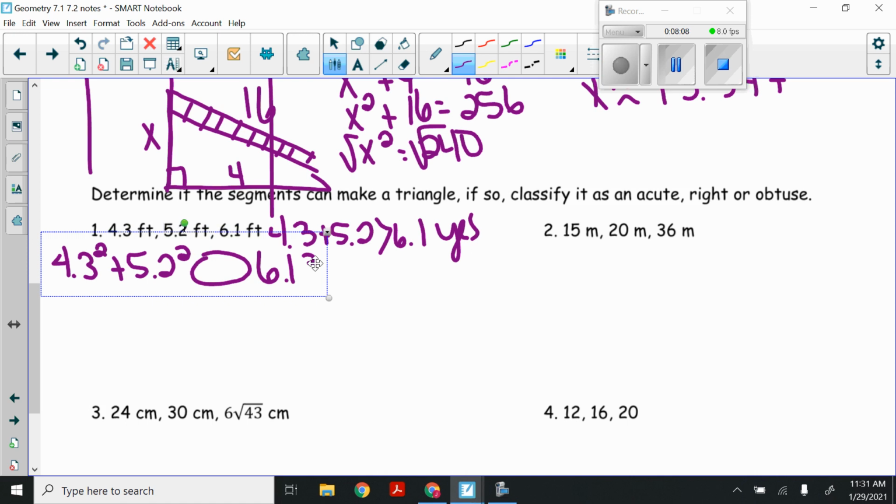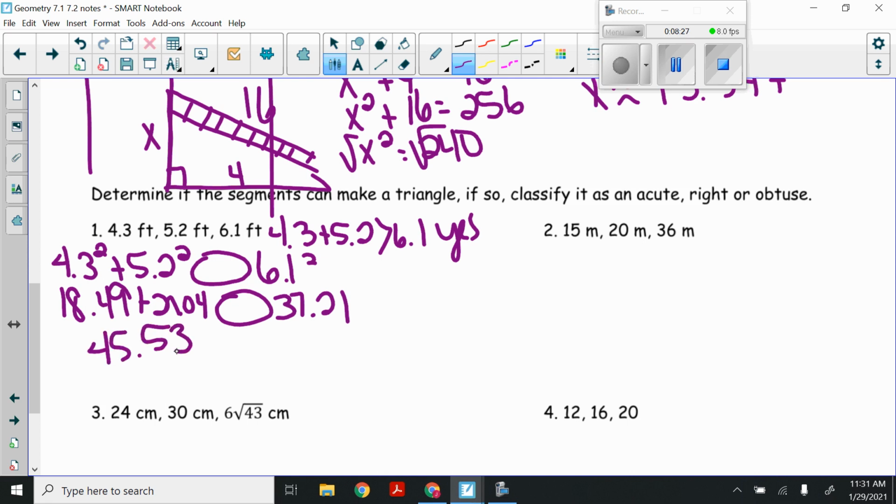So let's square these. So 4.3 squared gets me 18.49. 5.2 squared gets me 27.04. I don't know how they're related. 6.1 squared is 37.21. Add these two together, so I get 45.53 and 37.21, which is bigger. 45.53 is bigger. Those were the two smaller sides. So my longer side is less than, so therefore here I have an acute triangle.